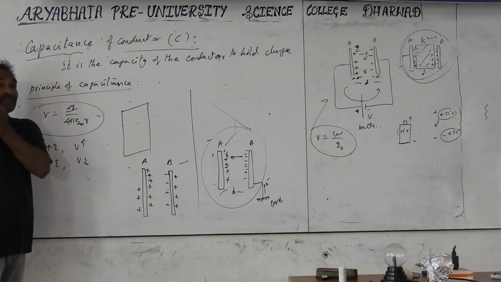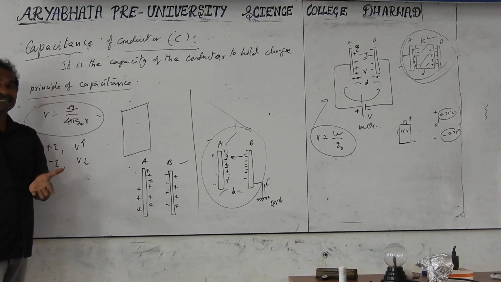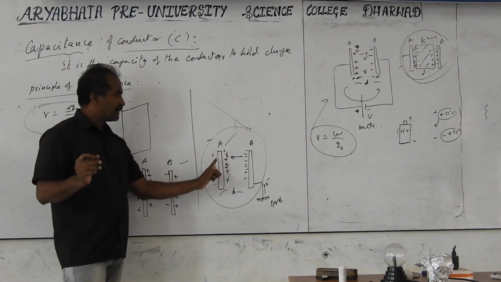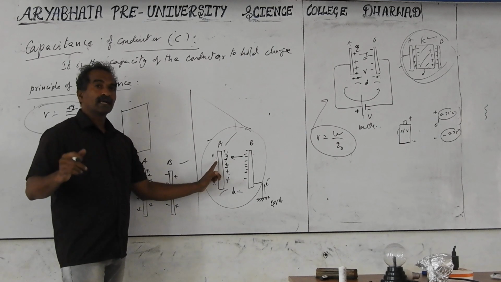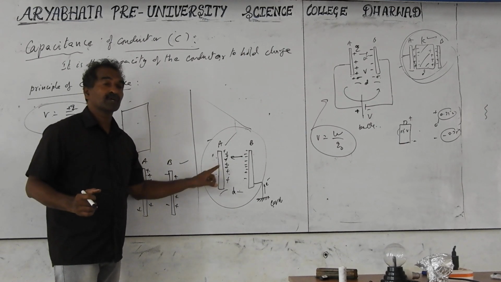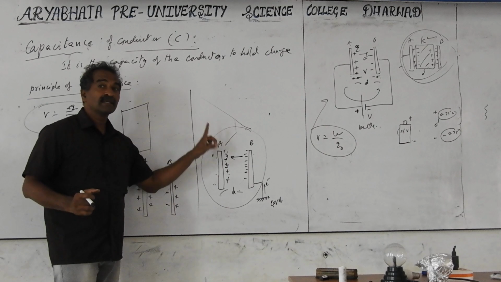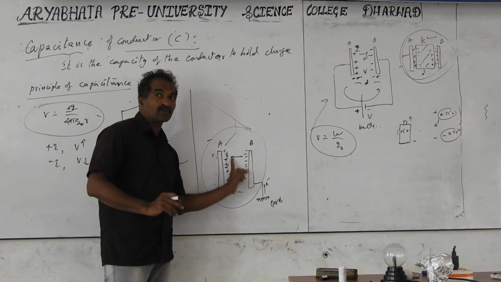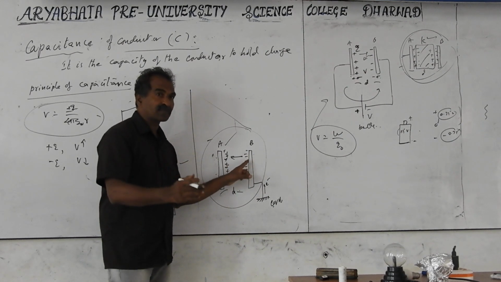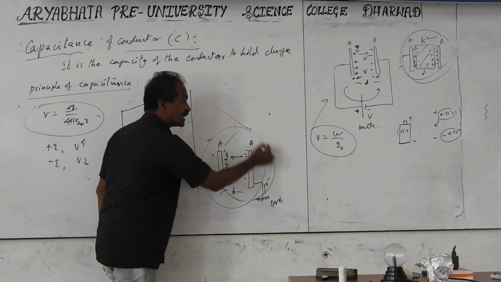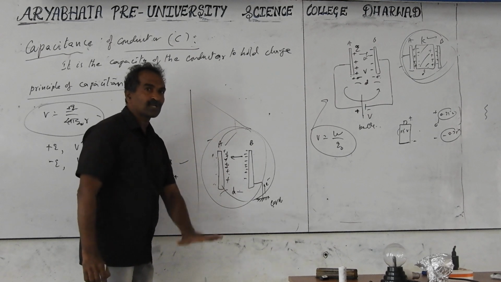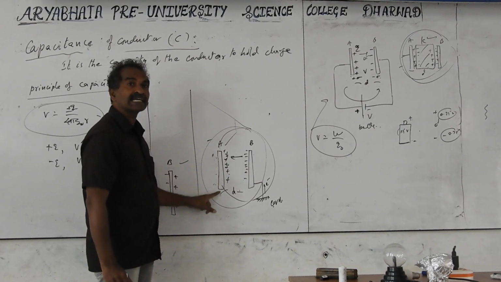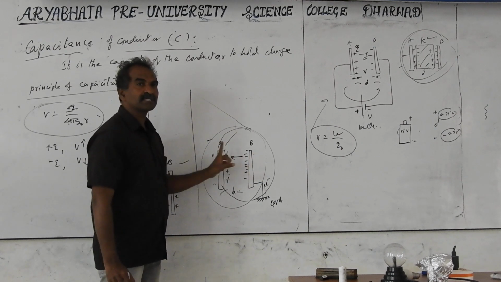Indirectly we can say that the capacitance of a conductor can be increased by decreasing its potential. How can you decrease the potential? By adding negative charge, not to the conductor, but around it. If you keep a negative charge near the surface, around this we have a negative potential. Negative potential means the potential decreases below zero, and potential decrease means the capacitance increases.